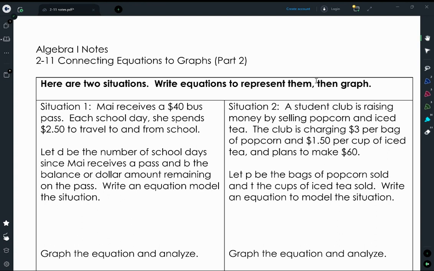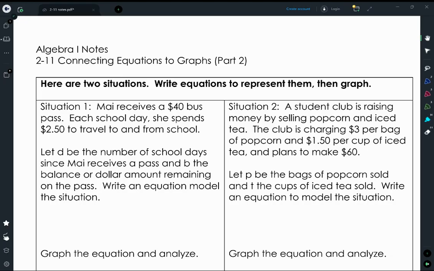Okay, so I am picturing Mai is excited to go to school. She gets this $40 bus pass, but she's got to use it every day. And every day that she uses it, $2.50 disappears. And it says travel to and from. So I'm going to assume that it's only $2.50 per day that covers getting there and coming home.